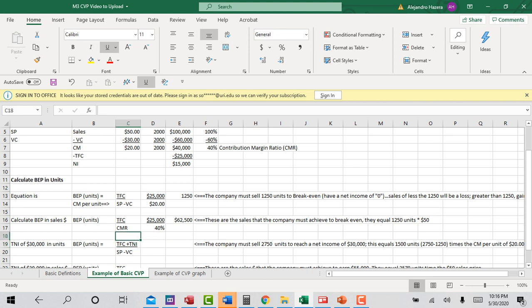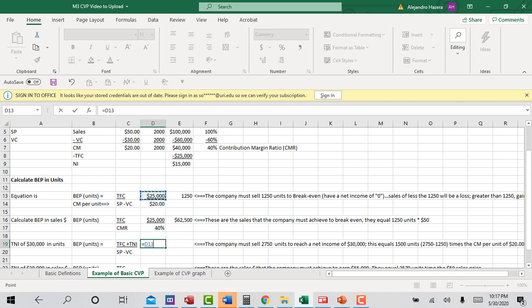But notice that now I'm saying I not only have to cover my total fixed costs, but I've got to sell enough units at $20 per unit contribution margin, which is right there, in order to achieve my target net income. So I've just taken the same formula, and to the numerator, I have added target net income. You've got to cover total fixed costs and your target net income at a contribution margin per unit of $20. Okay, so we're going to take our total fixed costs, and let's make that negative because it's a negative number.